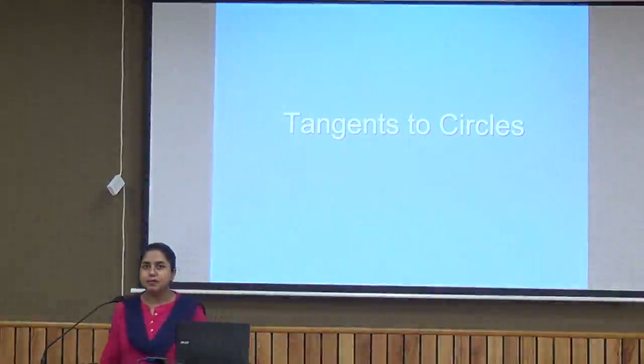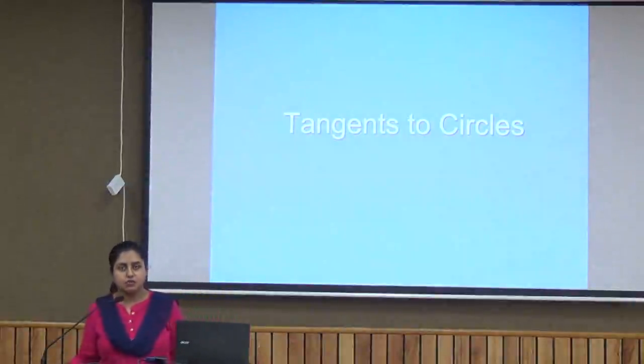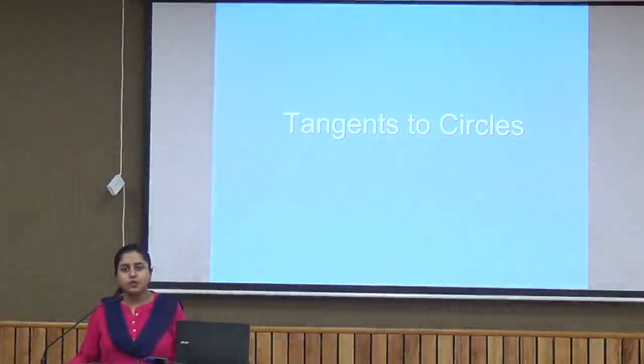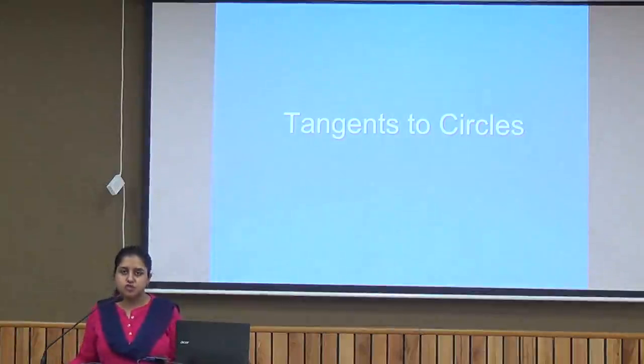Today we will be studying the topic tangents to a circle. You all are familiar with the term circle and various terms related to circles. Now what is a circle? A circle is the collection of all the points which are at a fixed distance from a fixed point. And this fixed point is known as center and this fixed distance is known as radius.